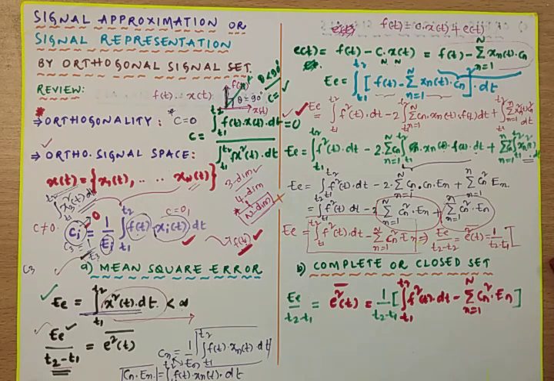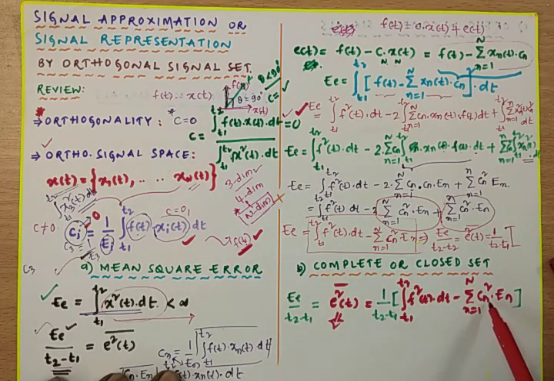From the concept of mean square error, we can define one of the important points, that is a closed set or the complete set. See this one here. This is the mean square error. At one particular point, this mean square error is going to be 0. Whenever the mean square error goes to 0, that point is named as closed or the complete set. At what point is it going to 0?